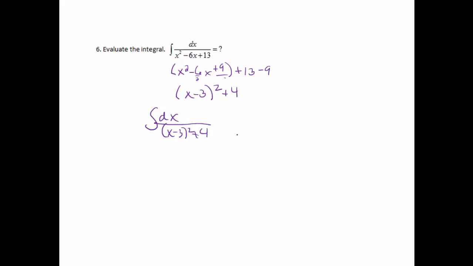And this is definitely now an arctangent problem. The u would be x minus 3. The du would be 1 dx, which I have. And then my a is going to be 2. So it's all set up to do an arctan. So arctan is 1 over a, so it's going to be 1/2 arctan u over a, so it'll be x minus 3 over 2, and then plus c.